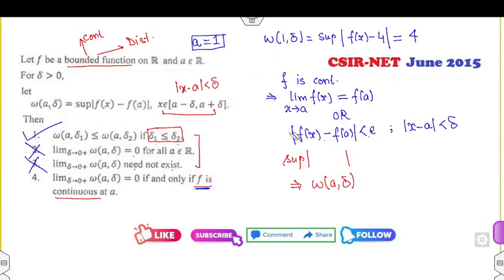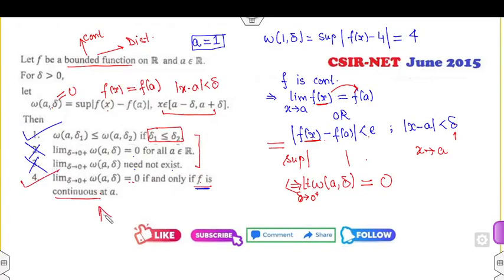Fine. So now if you take the limit on this omega as delta approaches 0 from the positive side, that means x approaches a. Once x approaches a, f(x) approaches f(a), so this number will be 0. So if f is continuous, then this will be 0. I can also do the same the other way. If this part is 0, what does it mean? The supremum of f(x) will be equal to f(a). That means the function is continuous. A and D are my right answers.